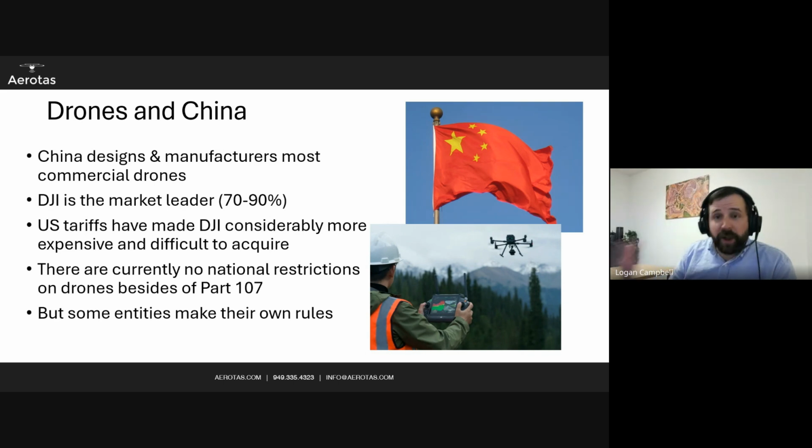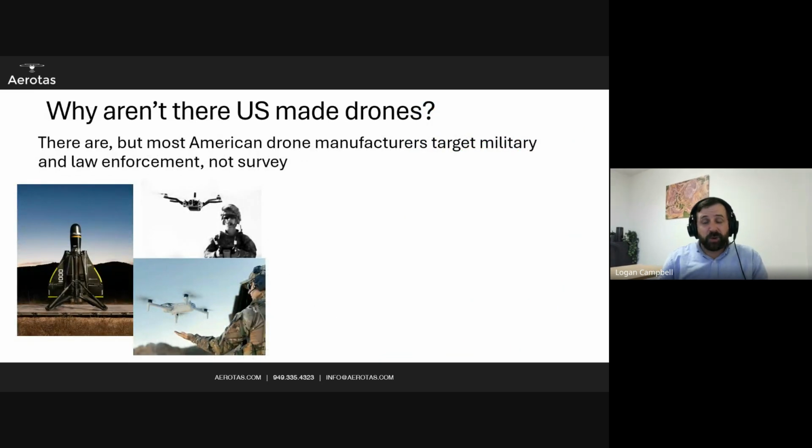And so I always get the question, okay, this is great, but why aren't there more US-made drones? What are the US-made alternatives? Well, the short answer is, there are, but they don't target commercial applications right now. US-made drones and drone companies and manufacturers are primarily targeting military and law enforcement and some first responder industries, but they are just not targeting survey yet.